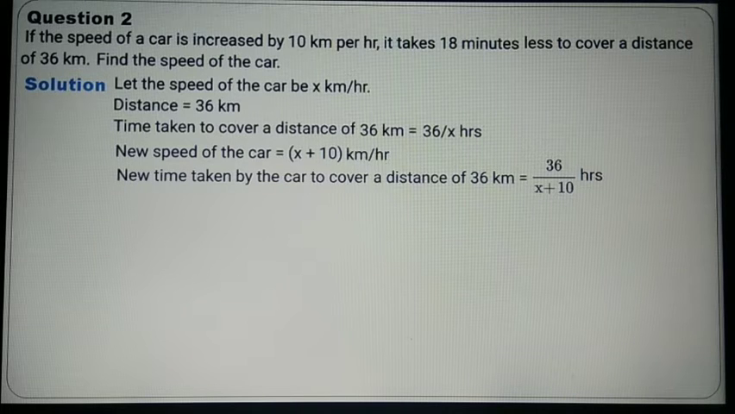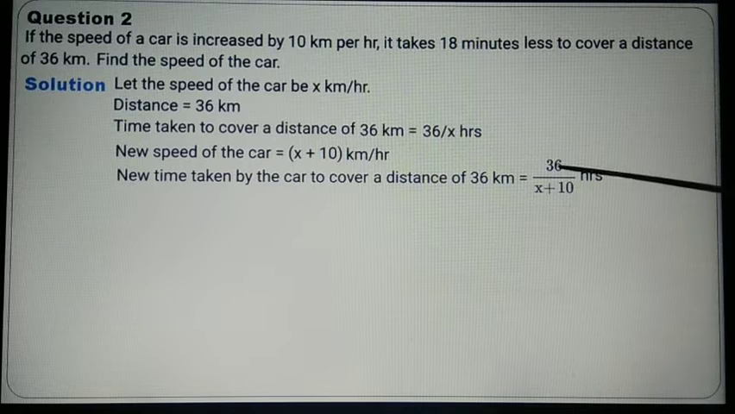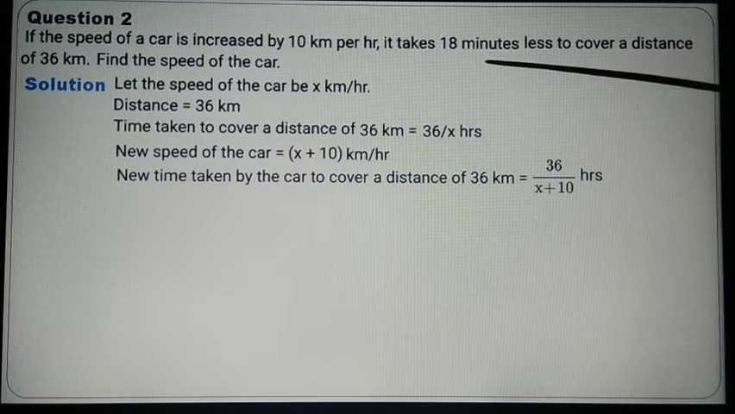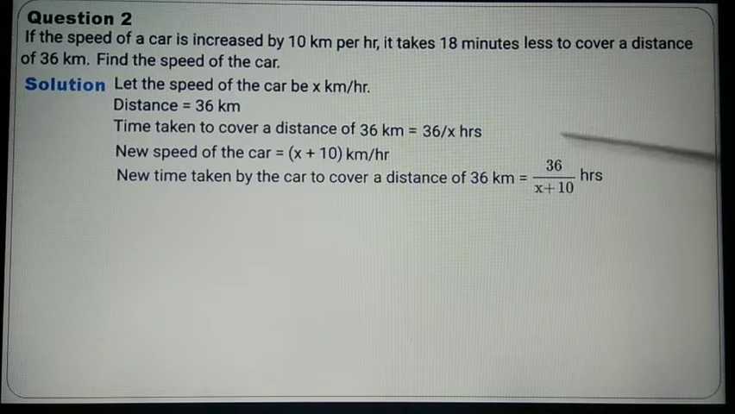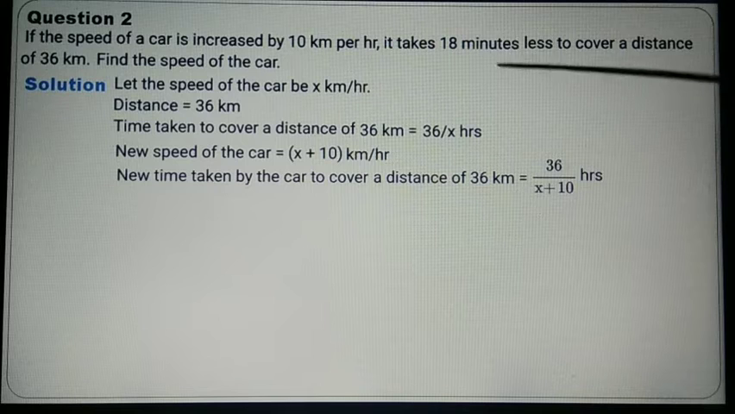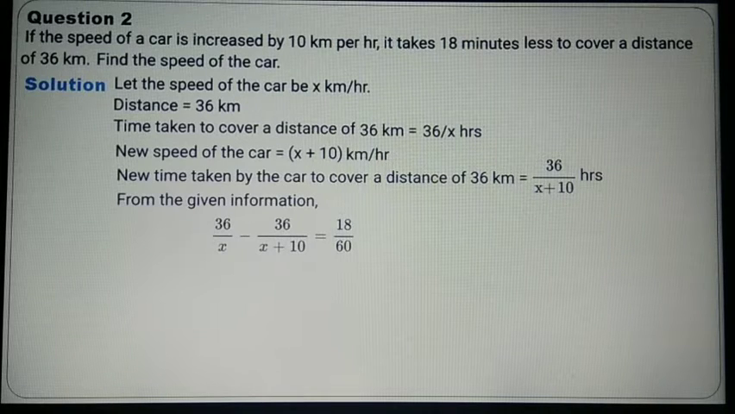Is that clear? Obviously since the car is moving with greater speed here, this time is going to be smaller, right? So the difference between these two, 36 by x minus 36 by x plus 10, is going to be 18 minutes. Since the times are given in hours, we need to convert this 18 minutes into hours, and minutes can be converted into hours by dividing by 60. So the difference between these two is going to be 18 by 60.